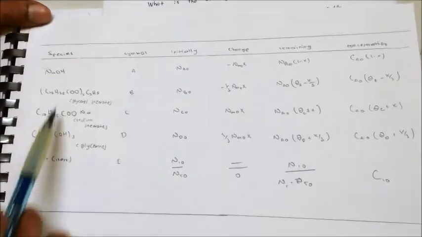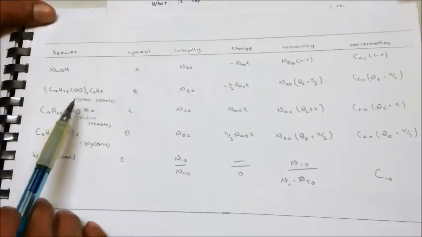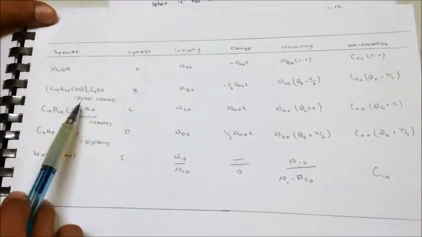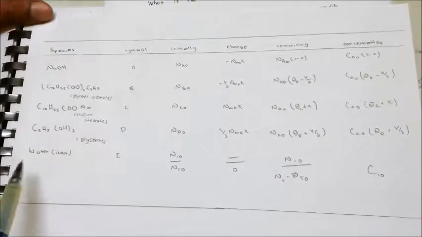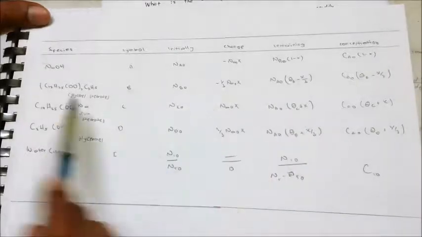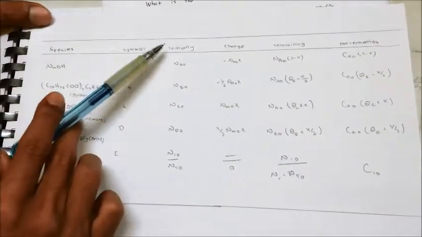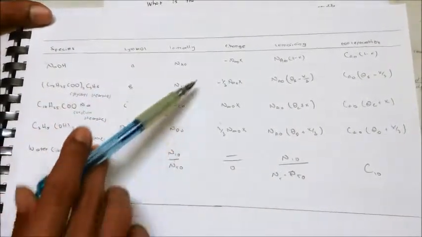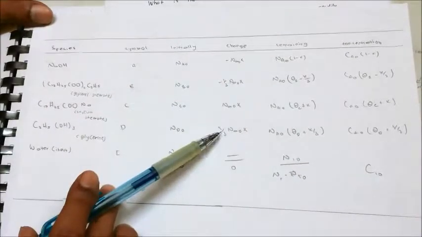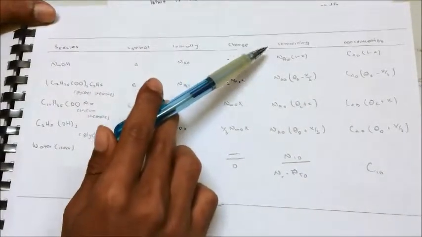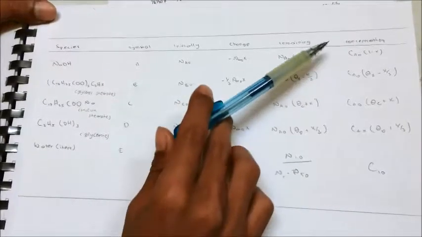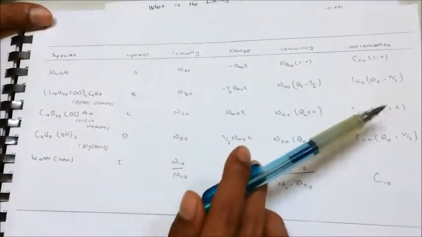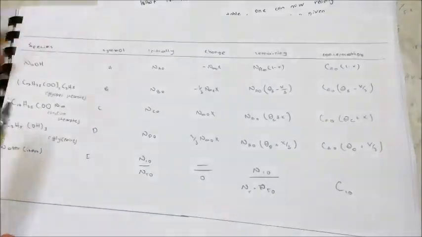This is species, and the name of the species, which is sodium hydroxide, glycerol stearate, sodium stearate, and glycerin, and then water as the inert. And then this is the symbol. This is the initial concentration and the change in concentration, and then what is remaining in concentration at the end of the experiment, and then lastly is the concentration for each of the species. Okay, move on to the question.